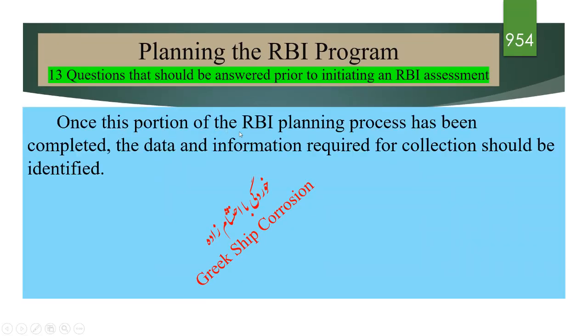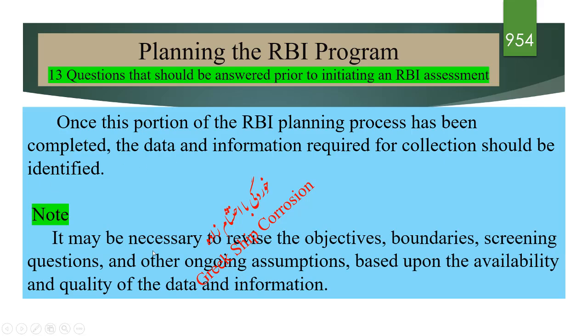Once this portion of the RBI planning process has been completed, the data and information required for collection should be identified. Note: it may be necessary to revise the objectives, boundaries, screening questions, and other ongoing assumptions based upon the availability and quality of the data and information.